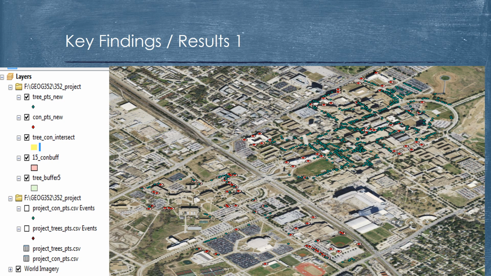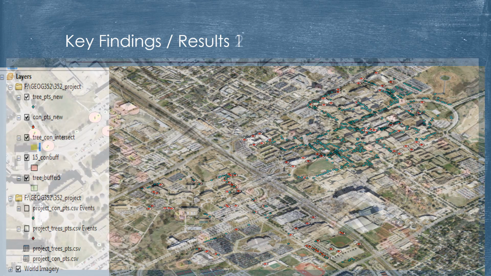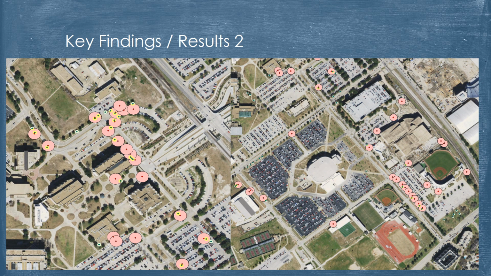Here we see the layers of the map created, along with zooming in on West Campus. You can see that there aren't many trees, but the trees that there are, the vast majority, are within the construction zones and have been proved to be unhealthy.